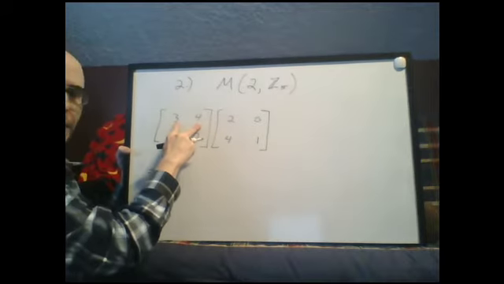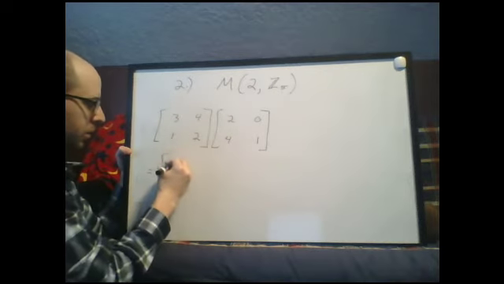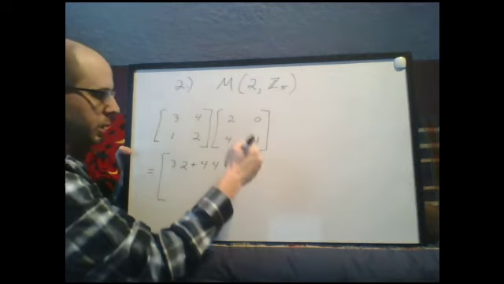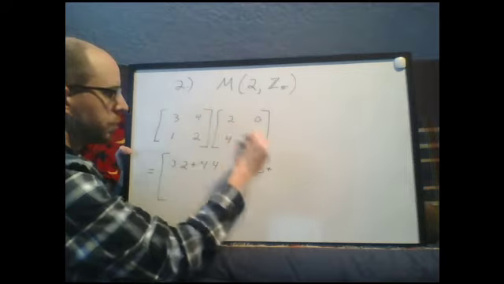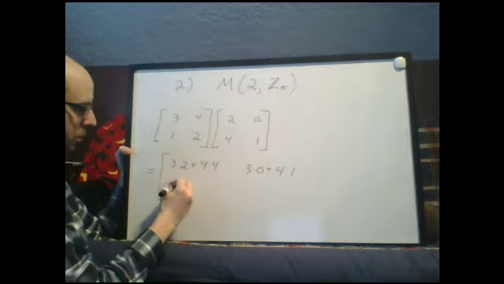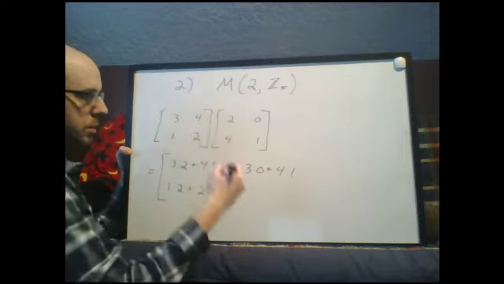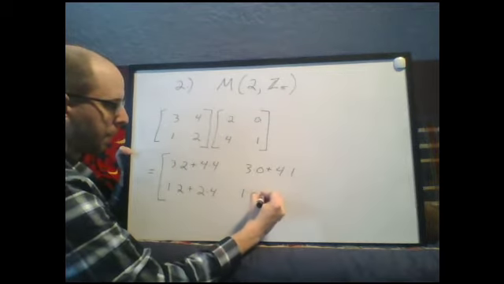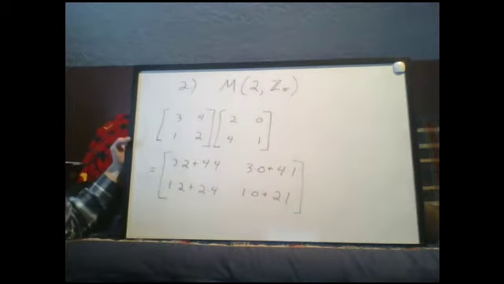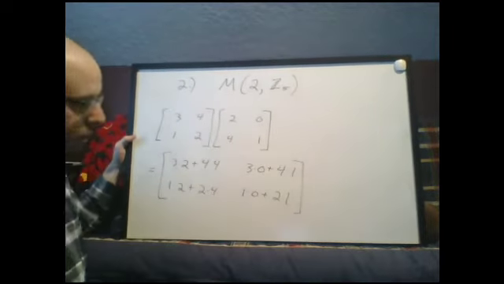So do the same pattern as usual, row times column. So (3, 4) times (2, 4). That's 3 times 2 plus 4 times 4. Then we have 3 times 0 plus 4 times 1. And then (1, 2) times (2, 4) would be 1 times 2 plus 2 times 4. And (1, 2) times (0, 1). Since I have limited space because I wasn't careful here, let me just, well, I can do it, I guess.